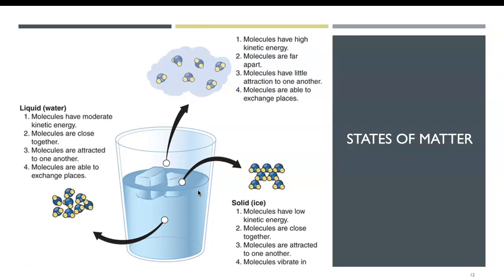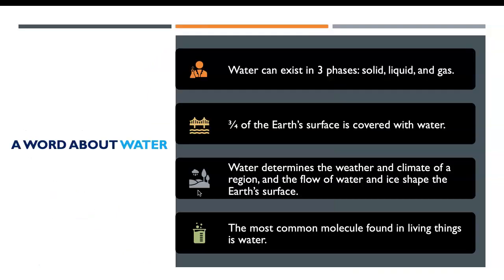So matter exists in three phases. One is gas, the second is liquid, and the third is solid. Almost all the elements have those three phases, even metals. Here I want to say something special about water. Water can exist in three phases. About 75% of the planet's surface is covered with water.